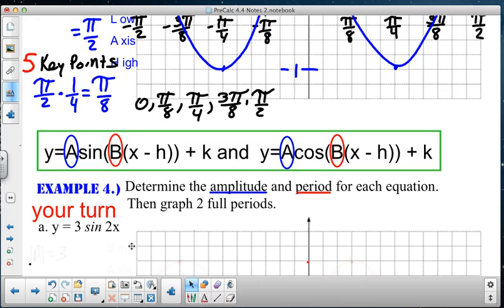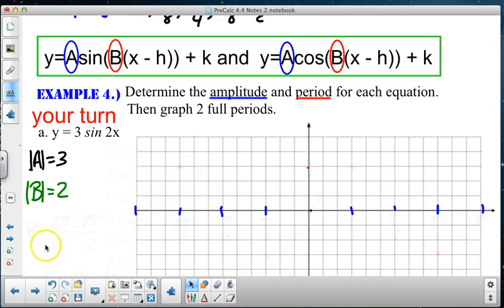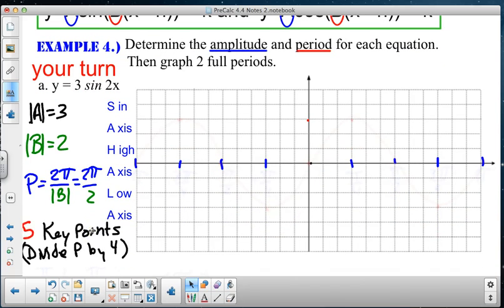Okay, I hope it was helpful. I hope you did some good stuff, but let's check your work. First, let's talk about amplitude. The amplitude, A, is 3, and it's not going to reflect anything across the x-axis. It's just going to have a vertical stretch of 3. Then I'm going to look at my B value. My B value is going to adjust my period. So the absolute value of B is 2, and my period is now pi long because I'm going to take 2 pi divided by B, and I have 2 pi divided by 2, so my period is pi. Okay, and I'm going to do a sine.